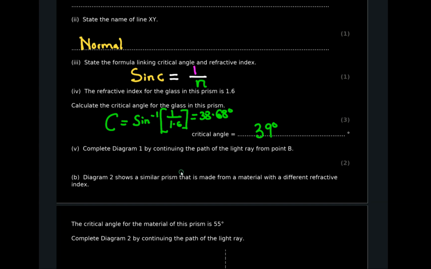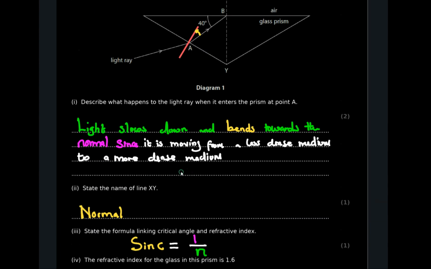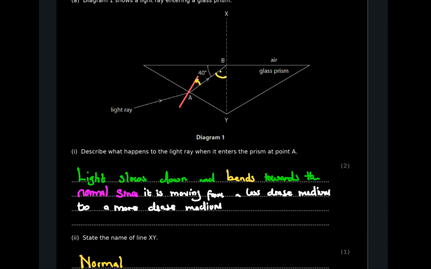Let's go back to B. 39 degrees, this is our critical angle. So let's go back to the diagram. You can see now our XY is the normal. So at B, which angle are we having here?